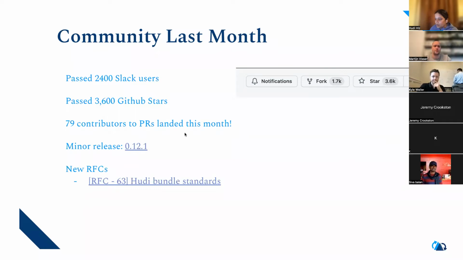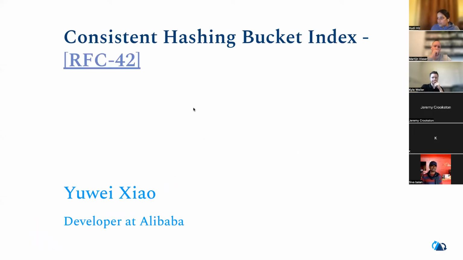And there is a new RFC since last month on Hudi bundle standards. This goes over the governance process of how to bundle jars, the artifacts that are externally facing, and what the dependencies are, like how do we standardize on those things. Please check out the RFC and let us know your feedback. Okay, without further delay, let's get into the consistent hashing bucket index.